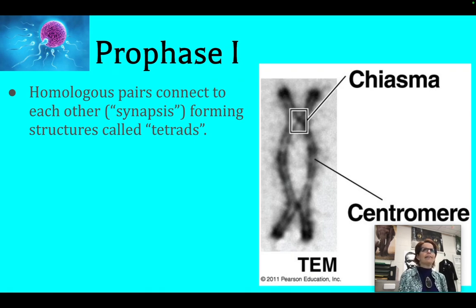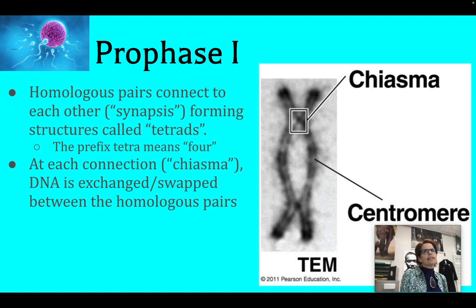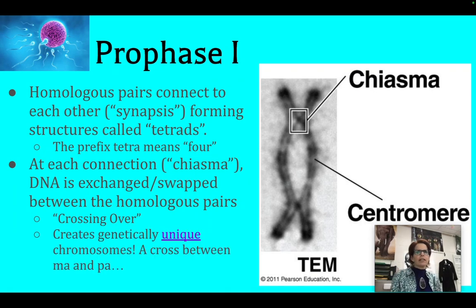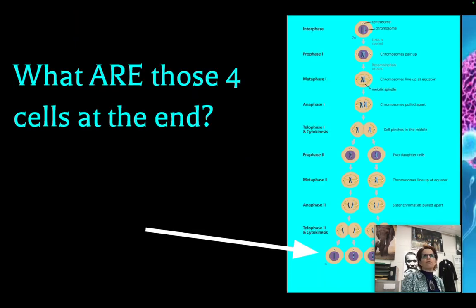Homologous pairs connect to each other. That's called synapsis, forming structures that are called tetrads. And then each connection, which is called a chiasma, the DNA then gets swapped over. So that's what the crossing over is. And it's creating unique chromosomes that nobody has ever had before.